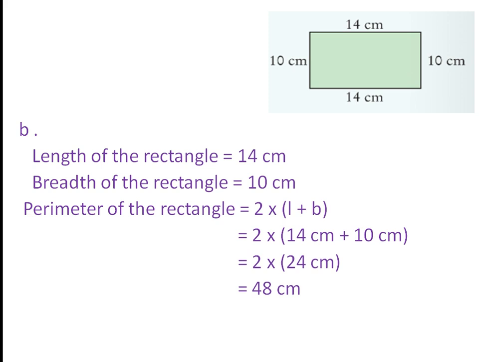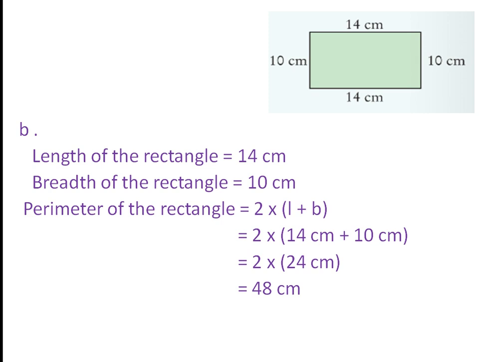Now we have to calculate the perimeter of the rectangle. Write down the statements. Length of the rectangle is equal to 14 centimeters. Breadth of the rectangle is equal to 10 centimeters. Now write down the formula: perimeter of the rectangle is 2 multiplied by (L plus B). Write down the length and breadth in the bracket: length 14 centimeters plus breadth 10 centimeters. 14 plus 10 is 24 centimeters, multiplied by 2. 24 twos are 48 centimeters is the answer for the perimeter of the rectangle.